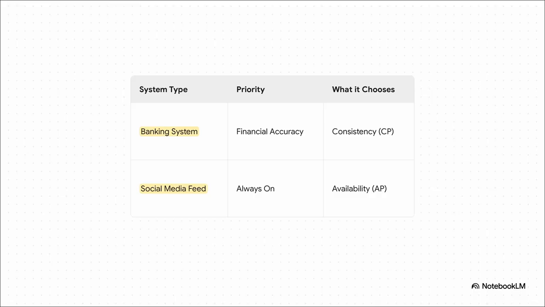And you can see this choice everywhere. A banking system? It's always going to pick consistency over availability. It is much, much better to temporarily not let you make a transaction than it is to show you the wrong account balance. Financial accuracy is everything. But on the flip side, a social media feed would much rather be available. It's better to show you a post from a few seconds ago than to show you nothing at all, right?